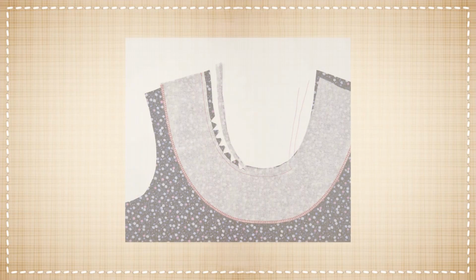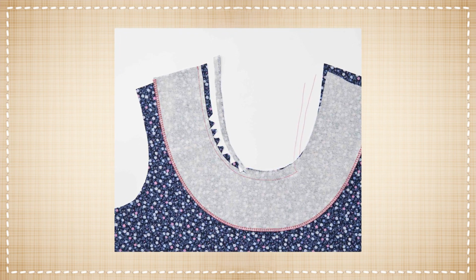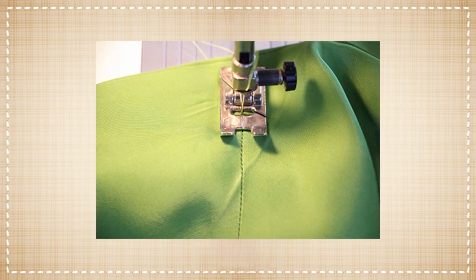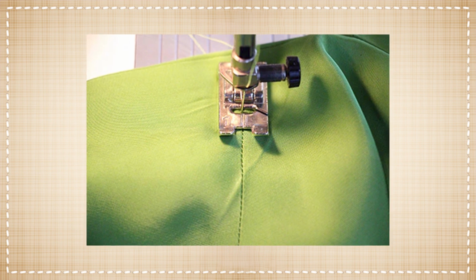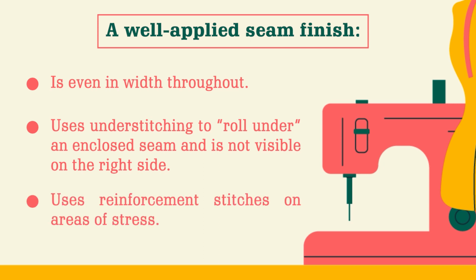So especially when we are attaching facing on the neckline or any garment edge, a facing is supposed to turn totally inside the garment. So when you are attaching facing to any edge, you must do understitching so that it rolls over, it turns over completely inside the edge. Well-constructed seams would also use reinforcement stitches on the areas of stress.